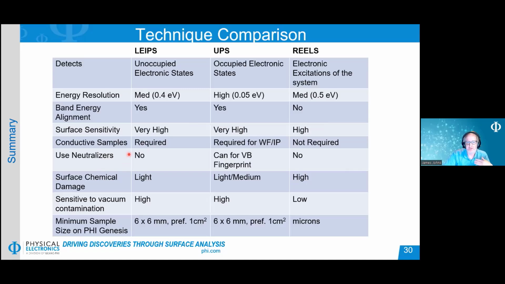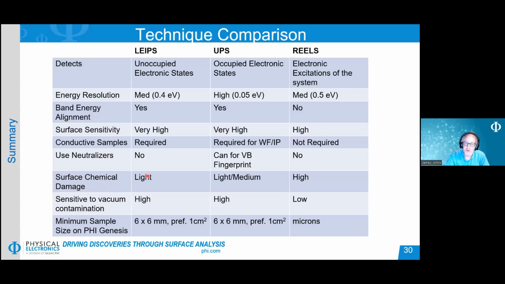Can you use the neutralizers to help you out? Well, no, you can't, unfortunately, for LEIPS. You're looking at low energy electrons, so you can't shoot additional low energy electrons at it without perturbing your experiment. For UPS, you actually can use the neutralizers if you're interested in that fingerprint region. People have done this looking at polymers, but you cannot use them if you're interested in the work function or ionization potential. And for REELS, you generally don't need to.